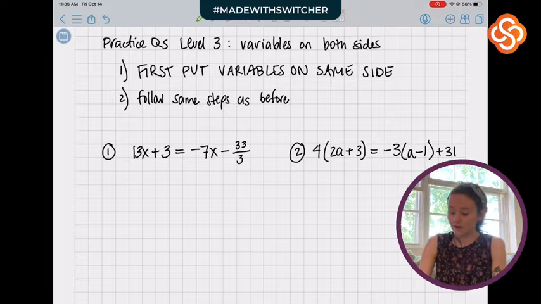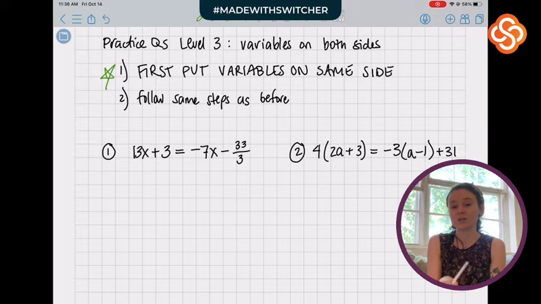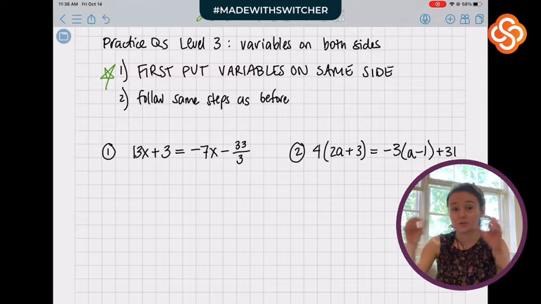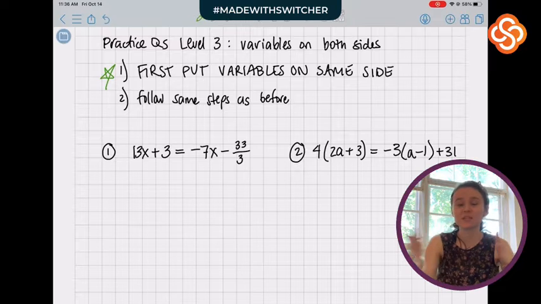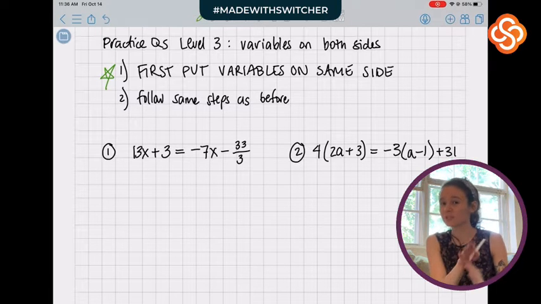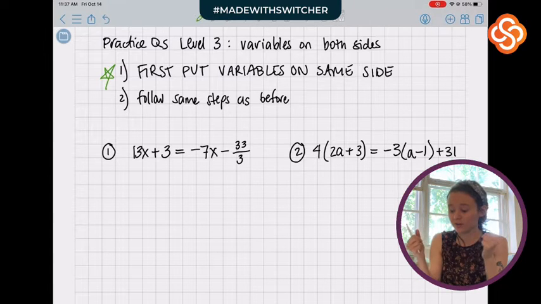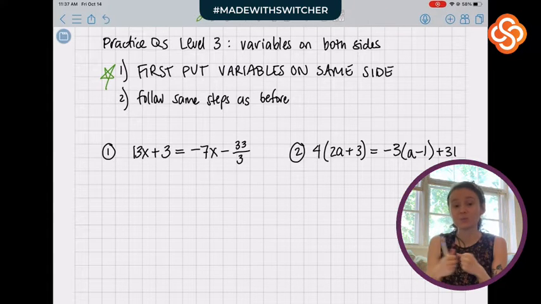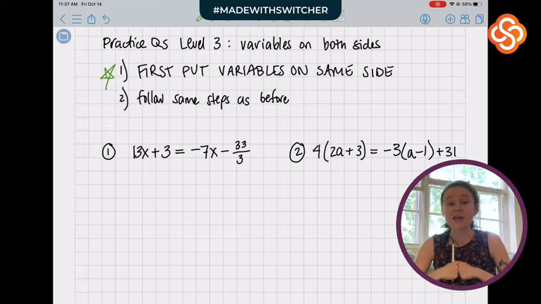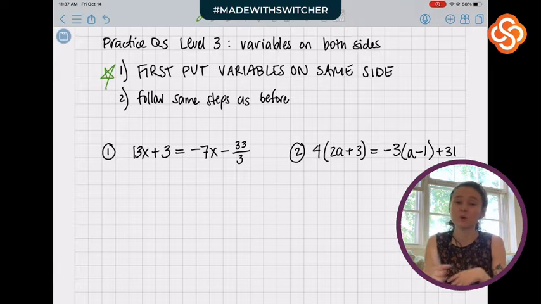So my first bullet right here just literally says, please put the variables on the same side. So if you see variables and they're separated out, put them together. Remember, if they're stuck in parentheses, you gotta deal with that first. But for the most part, your main goal is to take those two variables and put them together first. After that, it's just algebra, what we've just been doing.